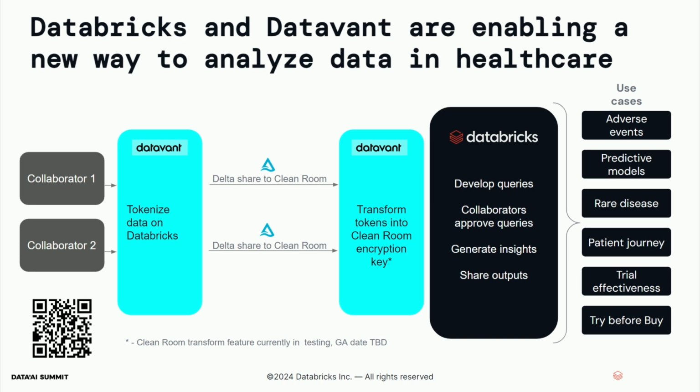Because remember, what happens when we have this kind of data is collaborator A is going to have very specific site keys. Collaborator B has different site keys. So if I put them in the same clean room, they still won't join. This is on purpose, right? So what we need is the ability to transform them into the same site key, utilizing this clean room encryption key very, very quickly.